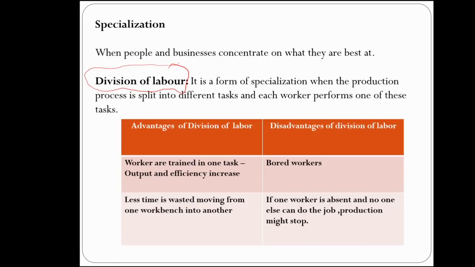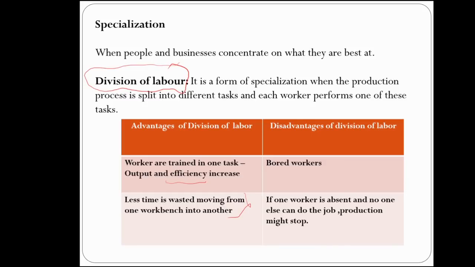So each worker will perform one of these tasks. If we have a bakery, everyone will perform his own task, right? Like in McDonald's, for example, you see people in the lobby, others in the kitchen, others at the cashier, others on the drive-through, and so on. The good thing about division of labor is that if the workers are well trained in one task, their efficiency and output will increase. The word efficiency means when you do more work in less time. If you are a professional worker in your task, you will do that job in less time, and there will be less waste of time. Instead of moving from one task to another, everyone is specialized in his own task.